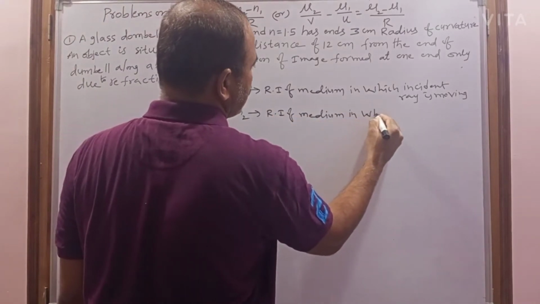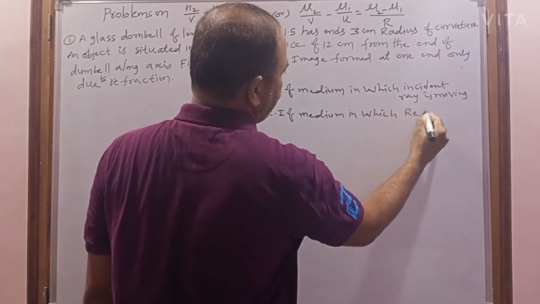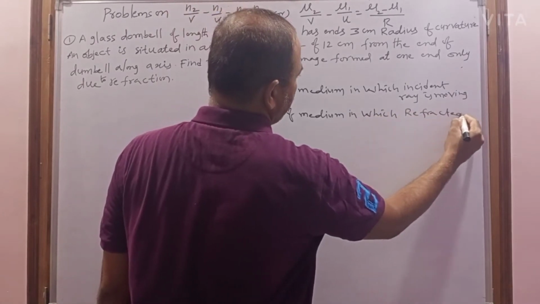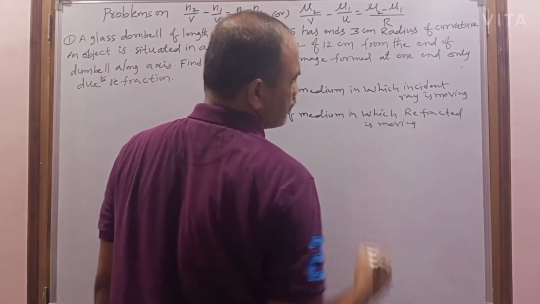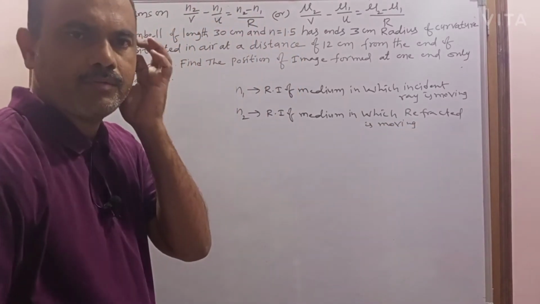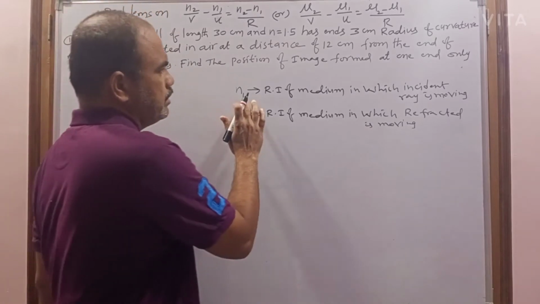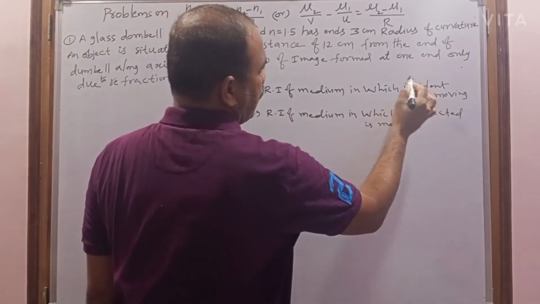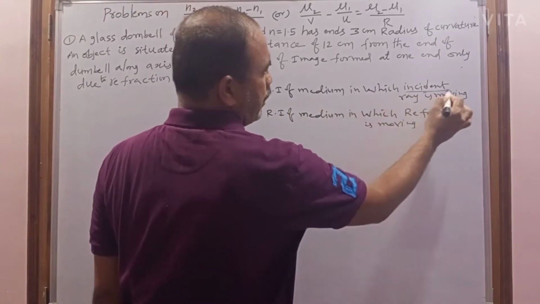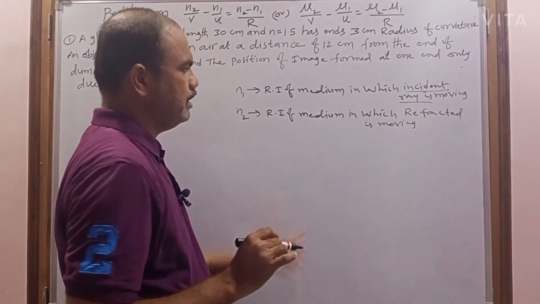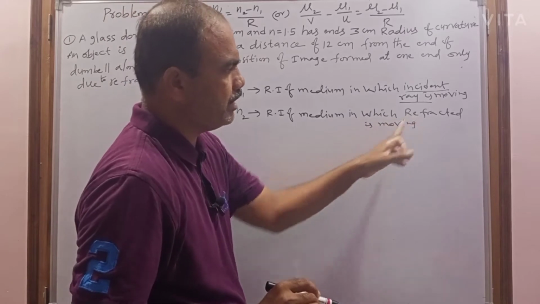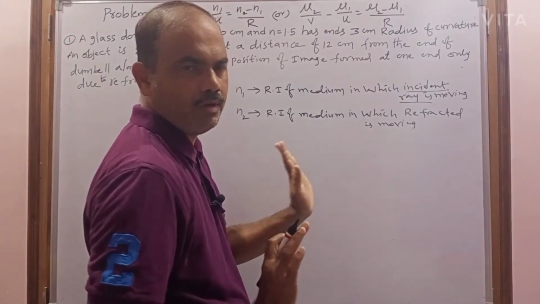in which the refracted ray is moving or traveling. So this you have to remember. Always, n1 means think about the refractive index of the medium in which the incident ray is moving or traveling. And n2 means the refractive index of the medium in which the refracted ray is moving. So this you have to remember.